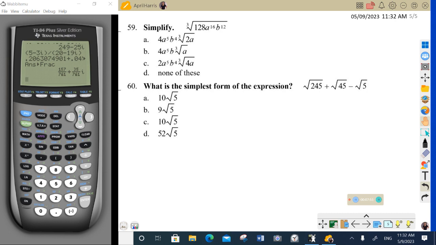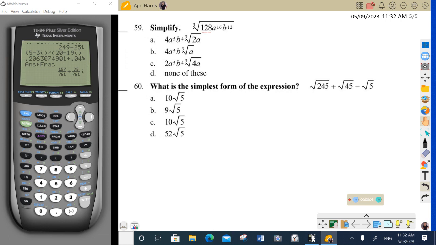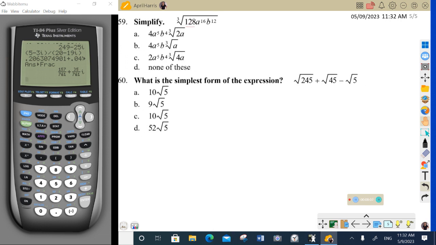59, we're simplifying a cube root. So I want the biggest perfect cube that goes into 128. And if I divide 128 by 2, I get 64, and that is a perfect cube. So I want to rewrite 128 as 64 times 2. 64 is a perfect cube, 2 is not.